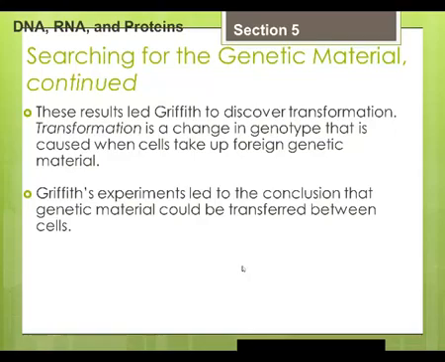And transformation is the idea where a foreign genetic material found in the environment can actually be added to the genotype of another species. His experiments led to the conclusion that genetic material could be transferred between cells. He wasn't exactly sure how that could happen, but based on his experiment, he felt that some way there had to have been genetic information from the dangerous bacteria that was picked up by the harmless bacteria.